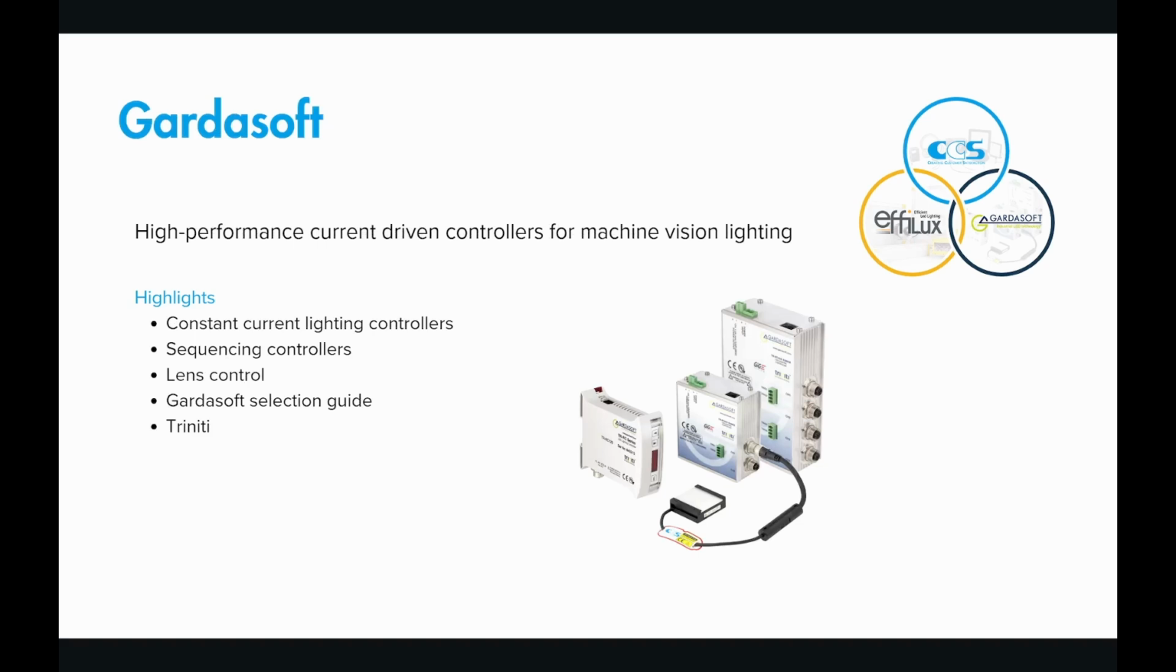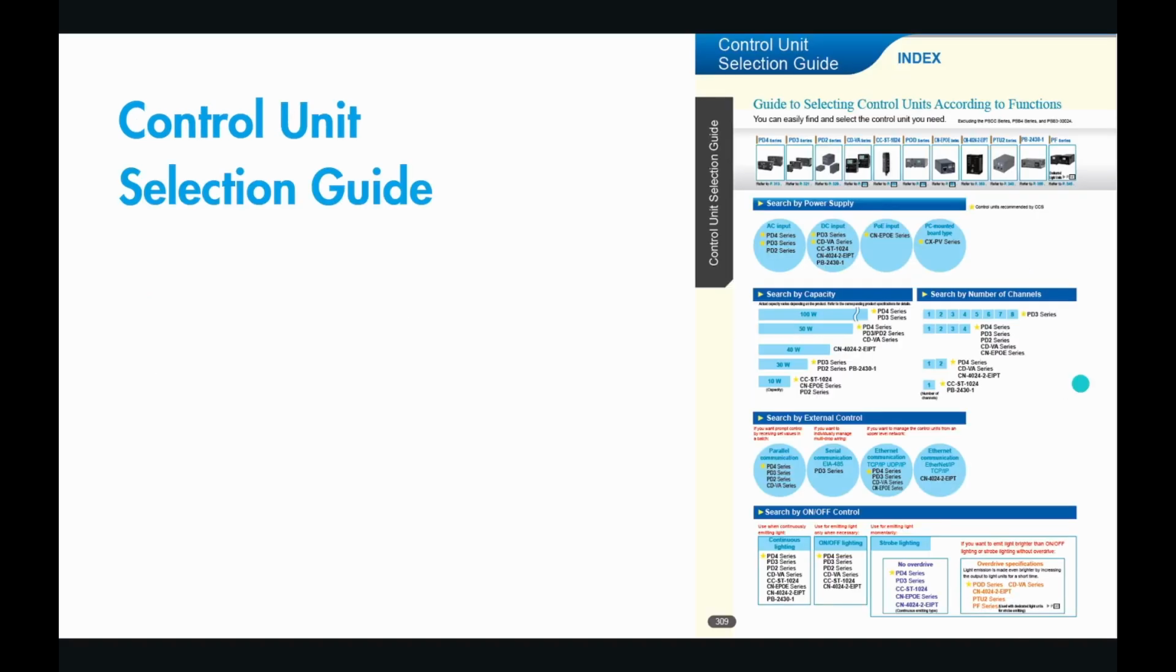We also have a portion of the pages that's Gardasoft. So these are current driven controllers for machine vision lighting. So they've got constant current lighting controllers versus CCS's controllers are voltage. There's sequencing controllers, lensing controllers. In this portion of the catalog, there's a selection guide for all the Gardasoft controllers, and then it talks about their Trinity technology as well.